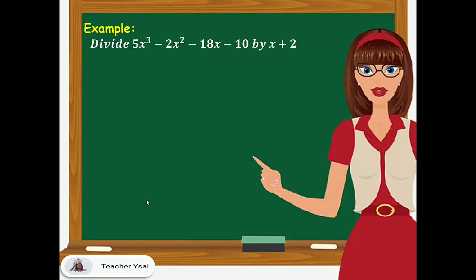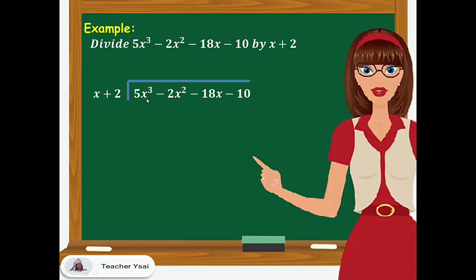Divide 5x cubed minus 2x squared minus 18x minus 10 by x plus 2. Another way of dividing polynomials is by using the long method. So the long method of division is 5x cubed minus 2x squared minus 18x minus 10 divided by x plus 2. What we're going to do first is arrange the terms of both the dividend and the divisor in descending powers of the variable. Since the given terms are already arranged in descending power, we will proceed directly to dividing the two terms. The next step is we divide the first term in the dividend by the first term of the divisor.